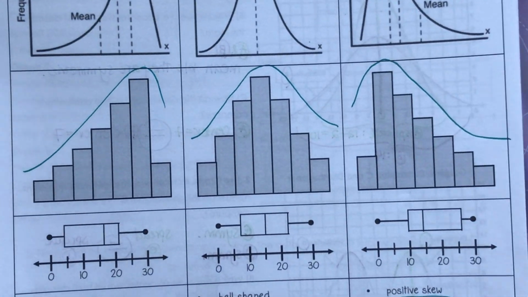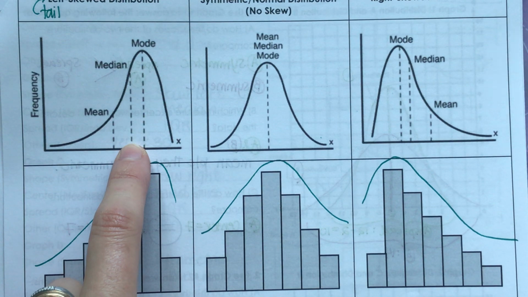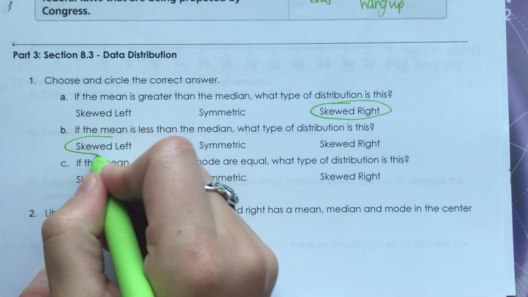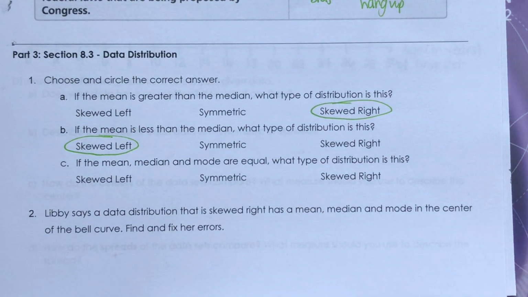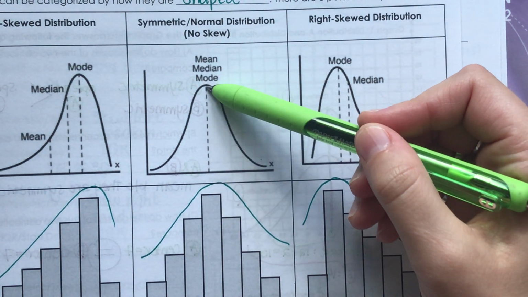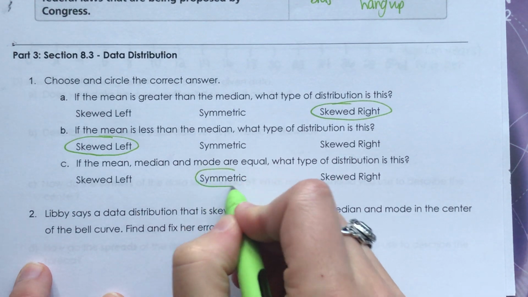Okay, mean is less than the median. You can see here in my picture, this would be a left skewed distribution. And if the mean, median, and the mode are all equal, what type of distribution is this? There's only one where all three are exactly the same right at the top of the peak. That is a symmetric or normal distribution.